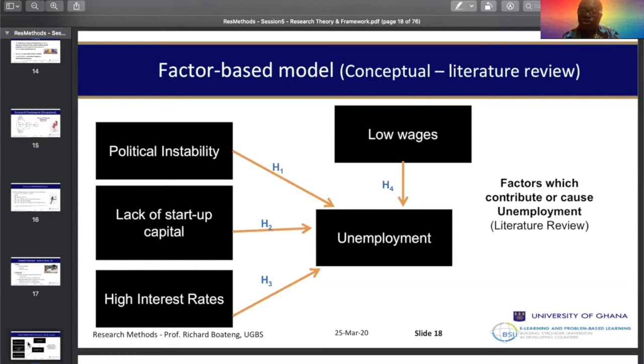rates. The issue now is that after this has been tested for some time, and it gets to a point in which the postulations are accepted in the scientific community, the person can then move to the level of a theory. But I'll explain what theories are, the concept, and the building blocks of theories, so you understand how somebody moves from just a model that he has postulated, and then it becomes a theory in future. So this one, we have seen, is coming from literature review.